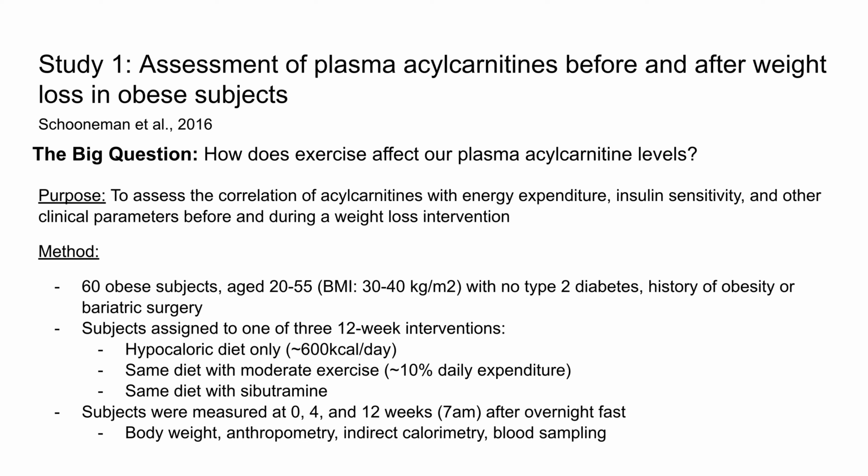The first being a hypocaloric diet of about 600 calories a day. The next is the same diet, but with some moderate exercise, around 10% of daily expenditure. And the third is with a weight loss drug with the same diet as well. They then measured these subjects at 0, 4, and 12 weeks after an overnight fast and collected some blood samples.